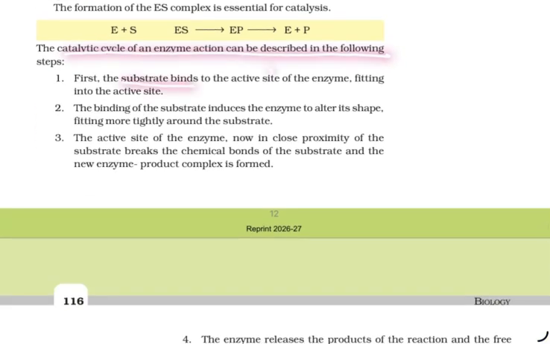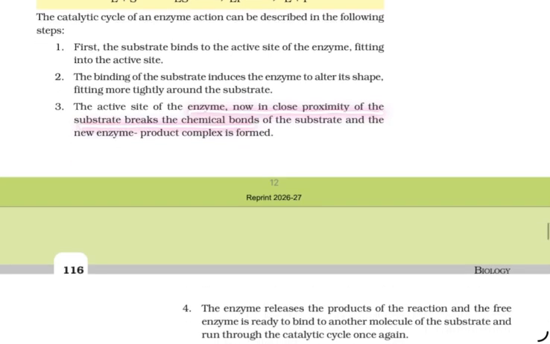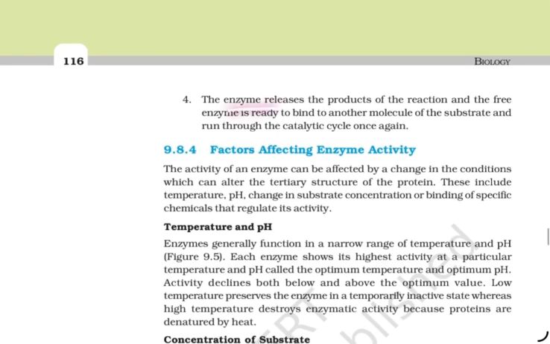The catalytic cycle of enzyme action can be described in the following steps. First, the substrate binds to the active site of an enzyme, fitting into the active site. The binding of the substrate induces the enzyme to alter its shape, fitting more tightly around the substrate. The active site of the enzyme, now in close proximity to the substrate, breaks the chemical bonds of the substrate, and the new enzyme-product complex is formed. The enzyme releases the product, and the free enzyme is ready to bind to another molecule of substrate and run through the catalytic cycle.